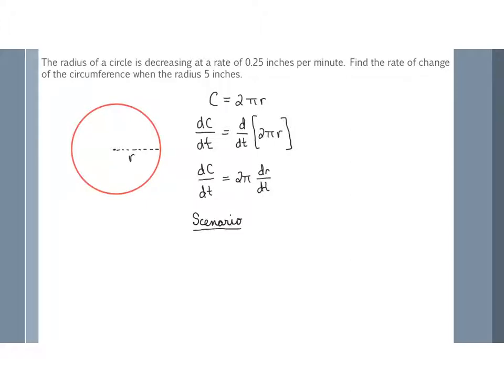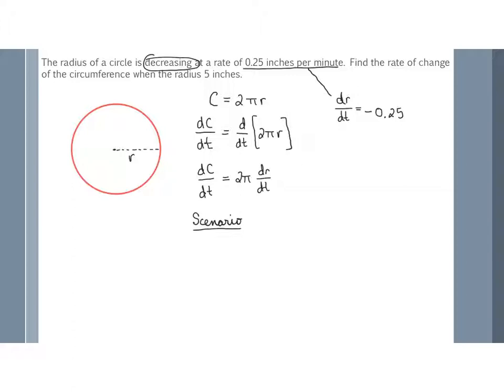Now with this scenario, we know that the radius is decreasing at a rate of 0.25 inches per minute. So this tells us about dr/dt. So what is dr/dt? It might be tempting to write that this is 0.25. But remember that it's also decreasing. And if a rate is decreasing, we can mark it with a negative.